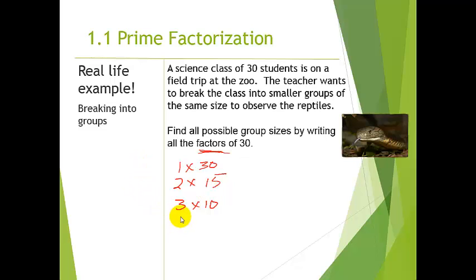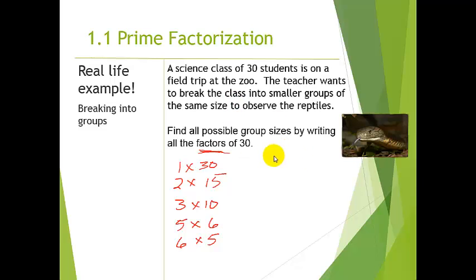30 can't be divided by 4 evenly. 5. I can have 5 groups of 6, or I could have 6 groups of 5. Okay, so notice that these are pretty much the same, they're just reversed around. So I could have 1 group of 30, 2 groups of 15, 3 groups of 10, 5 groups of 6, or 6 groups of 5. But if I want to know what the factors are, I would just list them. So here's all the different groups I can make.